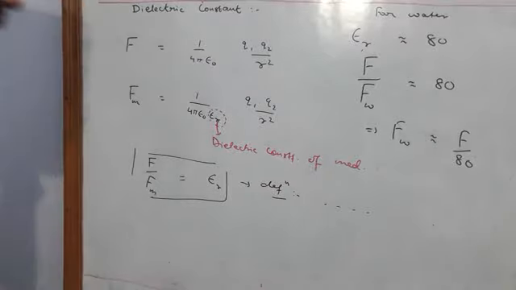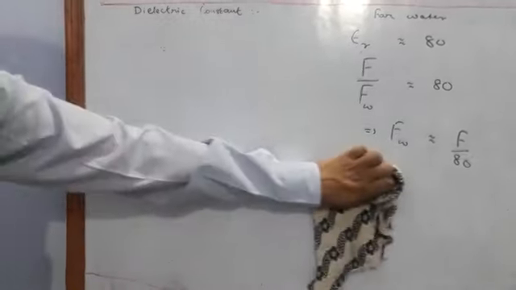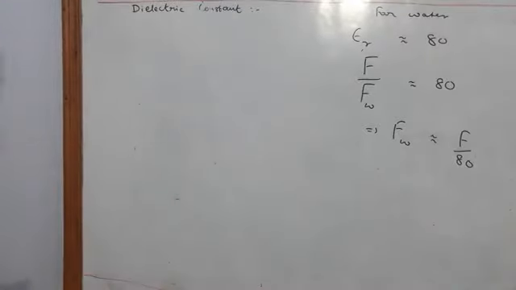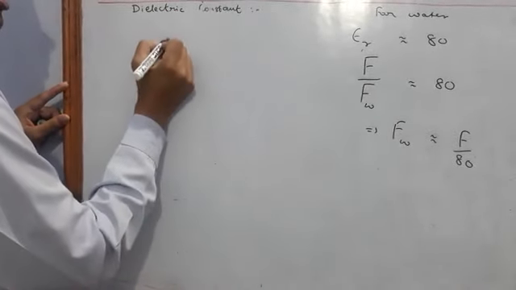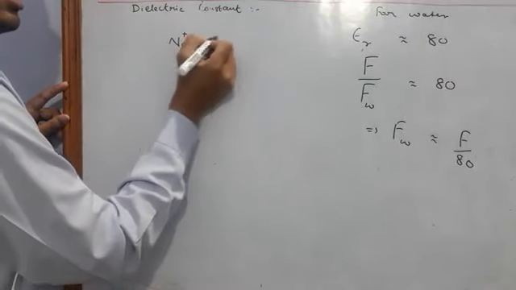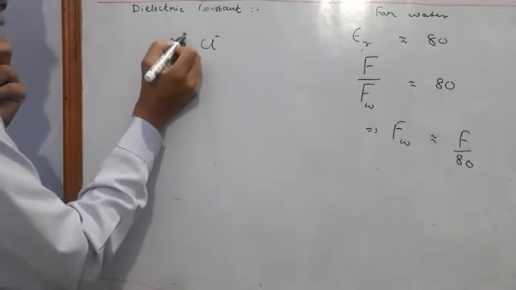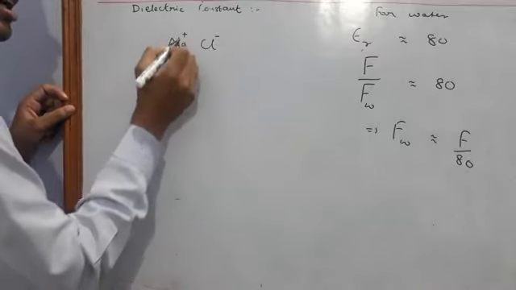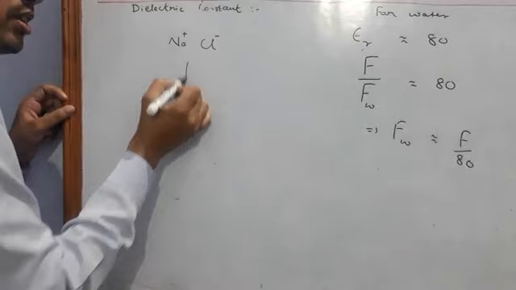Now what is its physical significance? One example I would like to cite. You know about common salt. It is Na plus Cl minus. In solid state, the forces between them are quite strong, which bind them quite close to one another.